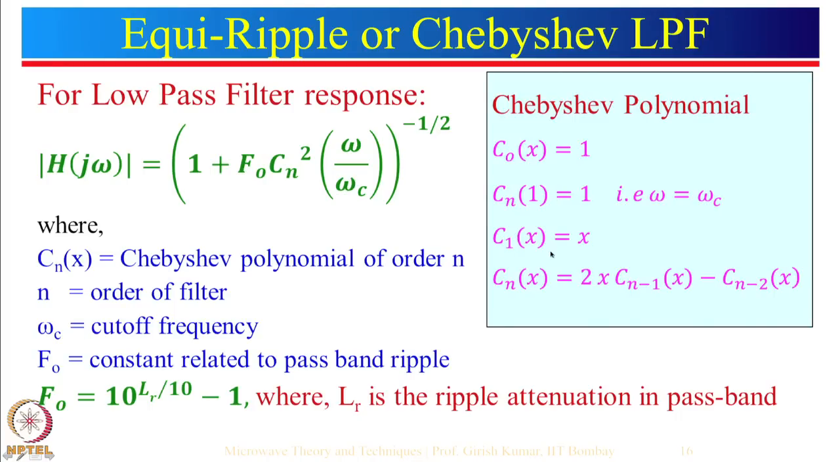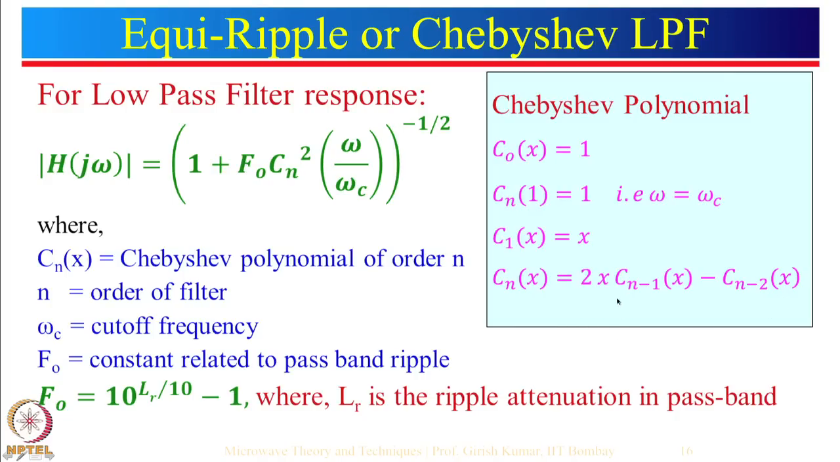So, C1(x), what is x here? x is defined by this particular term over here, and this simplification, please remember, is for omega equal to omega c. So, when omega is equal to omega c, this term will be equal to 1. So, you can say x is equal to 1. We now know C0, which is 1. We can use C1(x), which is nothing but equal to x, and then all the other Cn parameters can be obtained by using this particular expression.